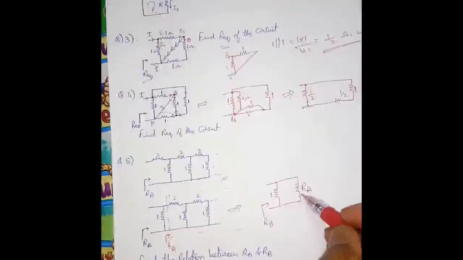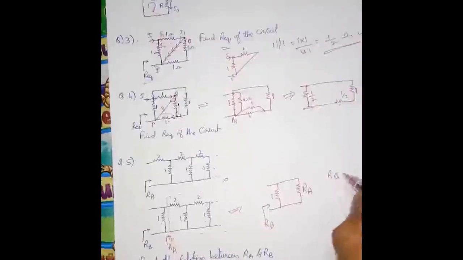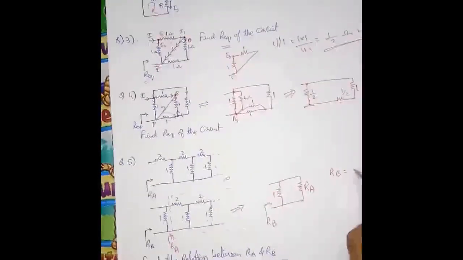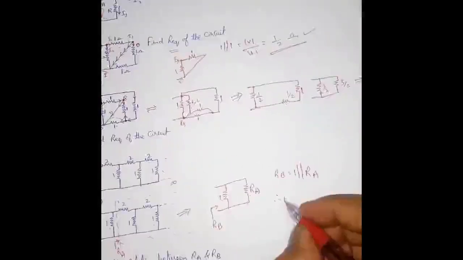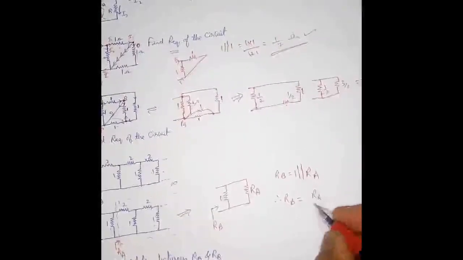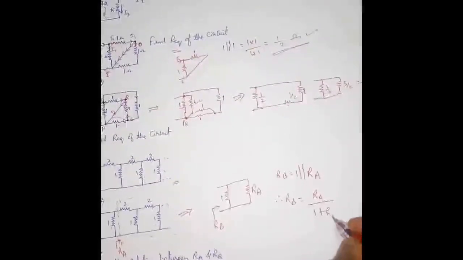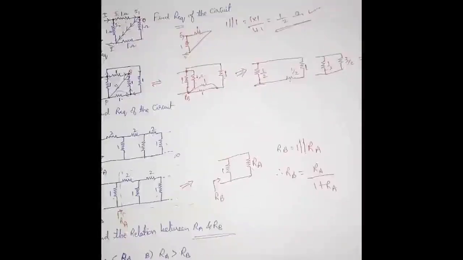So now easily I can say RB is equal to 1 and RA in parallel, so 1 parallel with RA. Therefore RB is equal to 1 into RA, which is RA by 1 plus RA. So option D will be the right answer.